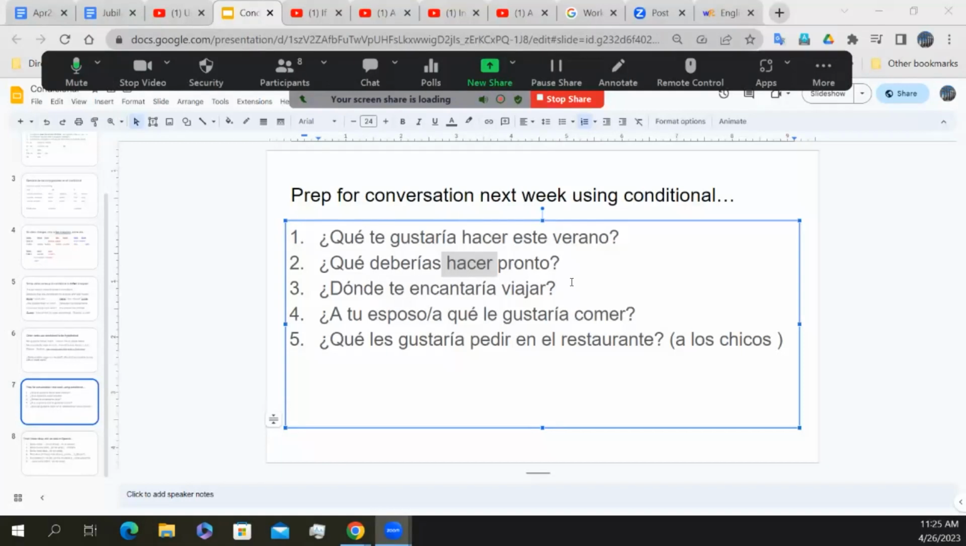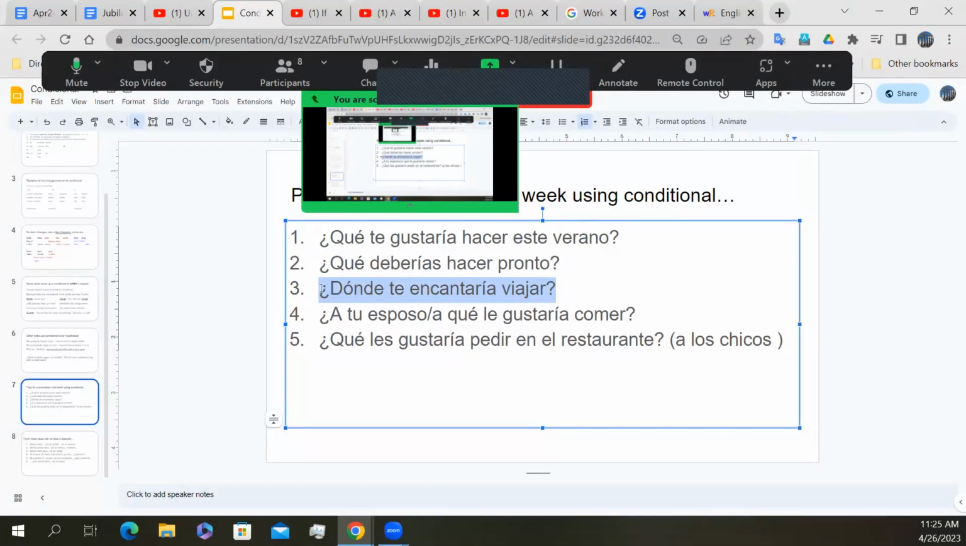Debería escribir un correo electrónico a mis hermanos. Sí, muy bien. Ok, bueno, siguiente. Momentito.